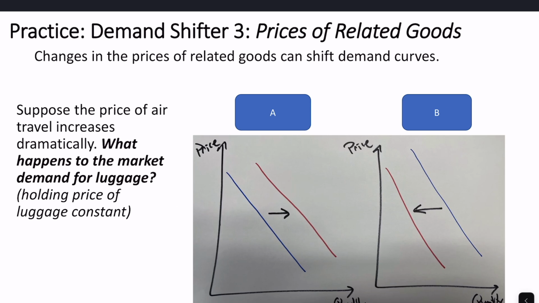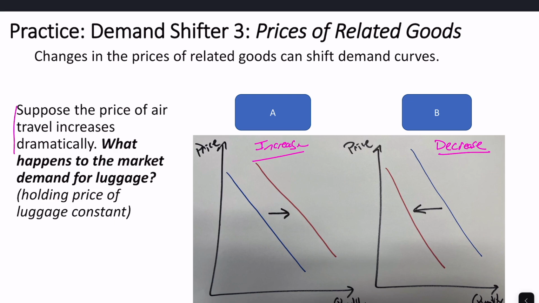Another example. Now we have an example where we have luggage for travel, and then also the price of air travel. So let's suppose that the price of air travel increases dramatically. What happens to the market demand for luggage, holding everything else constant? Graph A again is an increase in demand. Graph B is a decrease in demand. And so what we have is related prices.